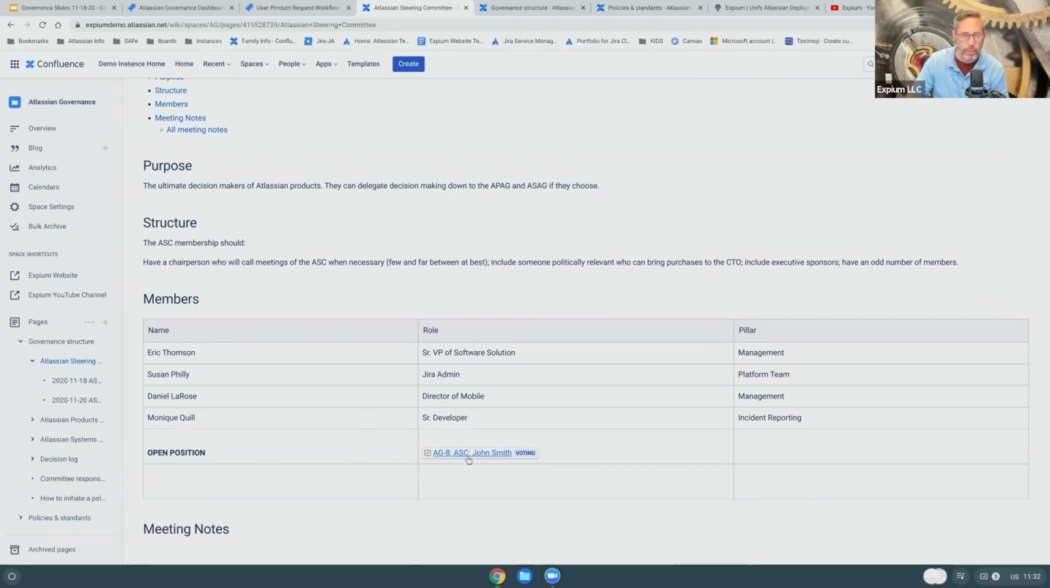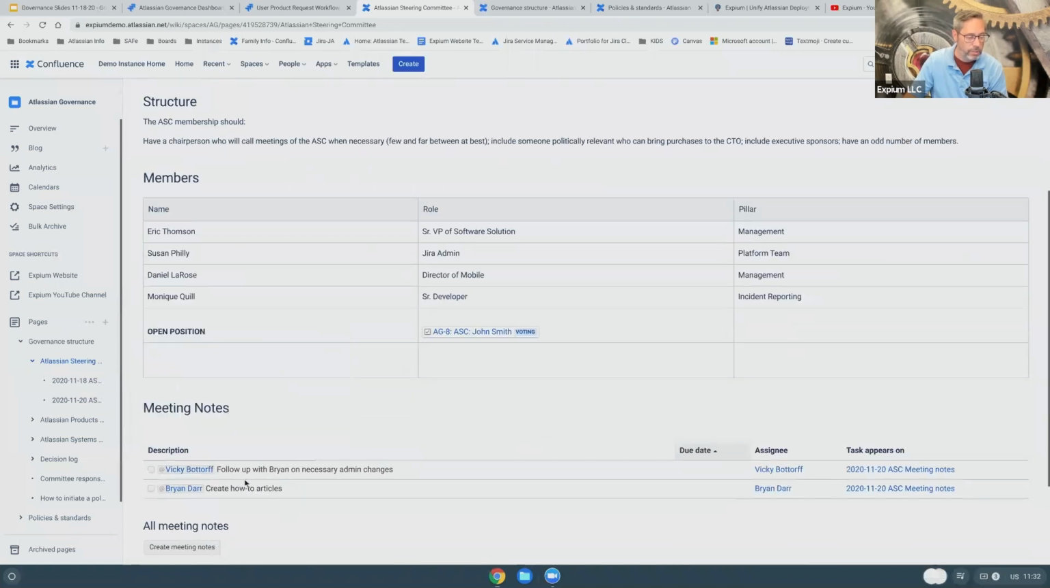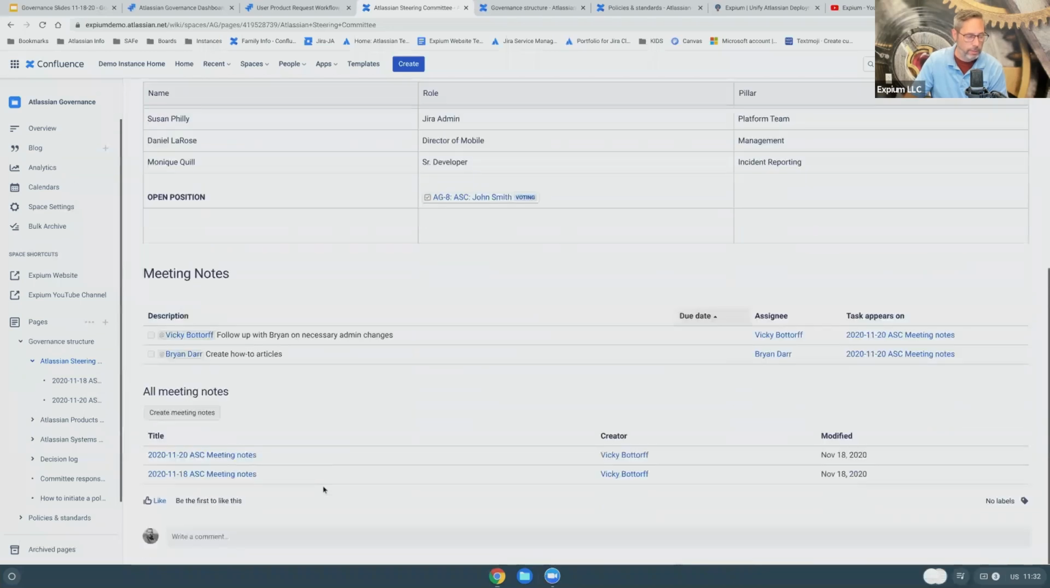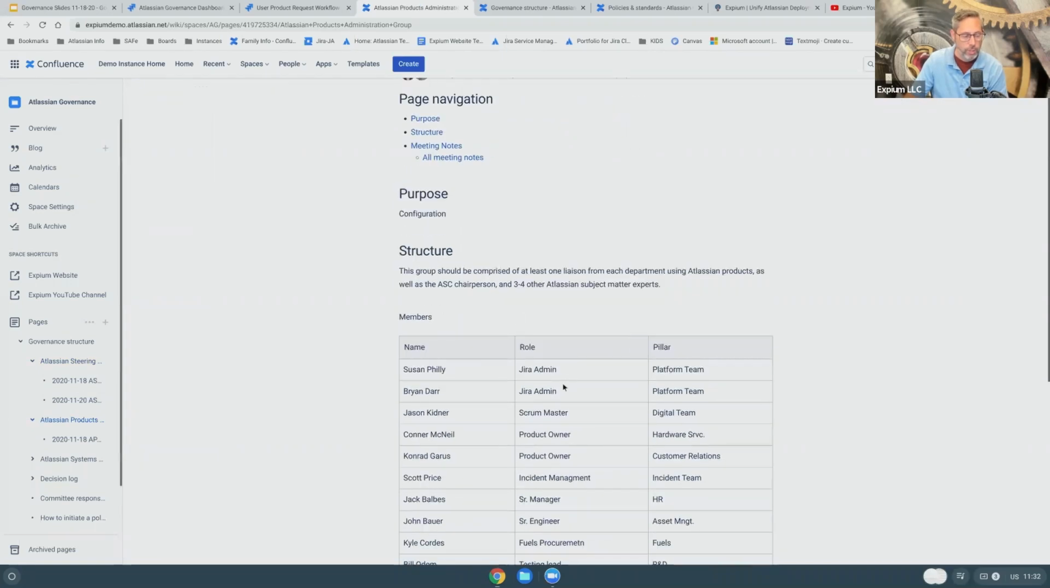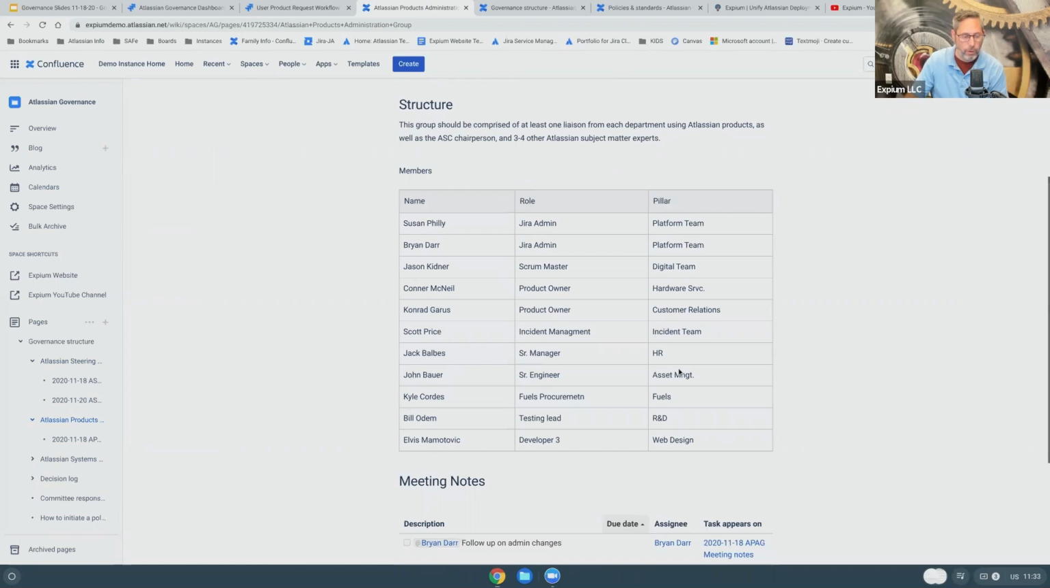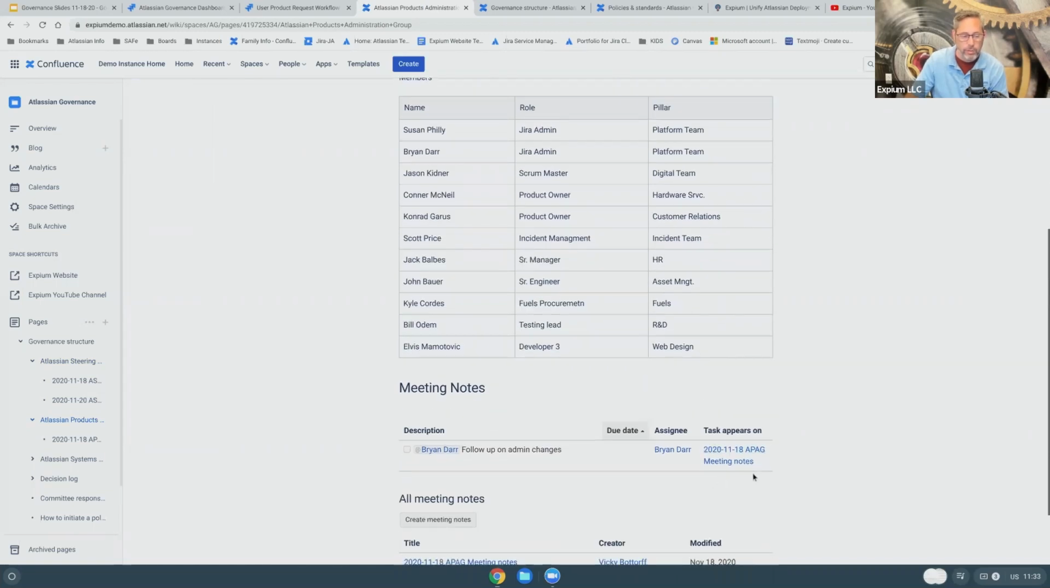Activities are done in Jira. Information is done in Confluence. So we'll get back to that in a little bit. You might have some meeting notices down here that happened. You may have some open items, action items, and things like that. That's the steering committee. Under the product admin group, same thing. You might have the purpose of the product admin group, the structure. You might have the people that are involved in them, the meeting notes, and things like that.